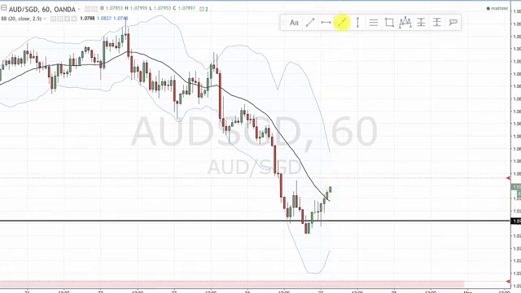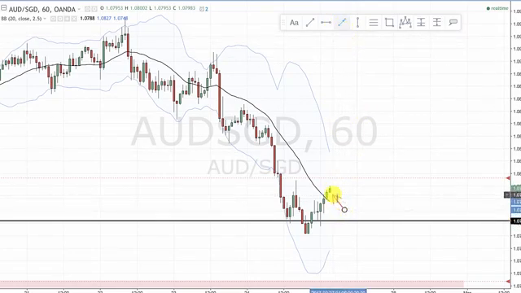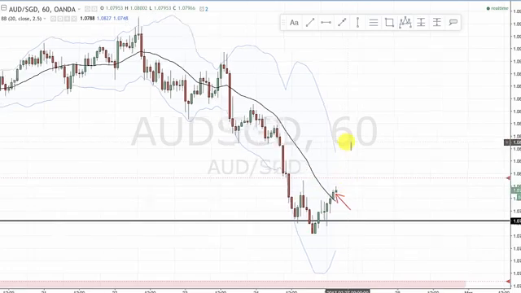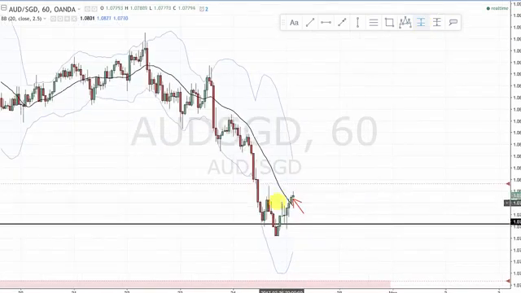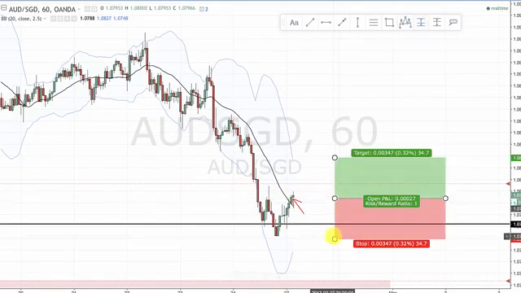I entered on the last one, just here, as price broke the 20 period moving average and closed above it, so I am long just here. 2 minutes ago the candle opened and there seems to be decent upside potential, although I don't plan to hold this trade for long because I'm also looking to short the Aussie US dollar on another pair.